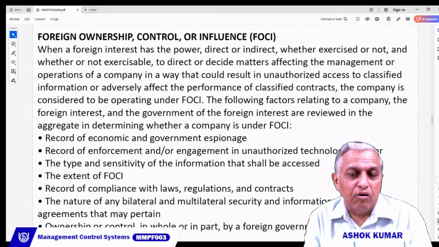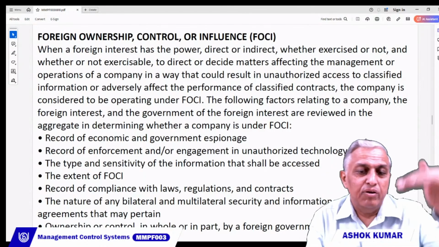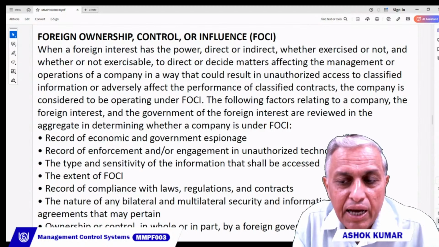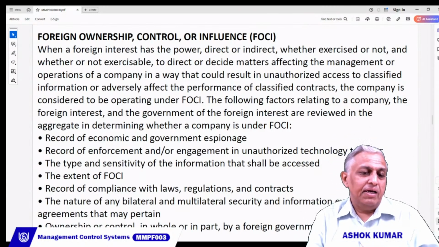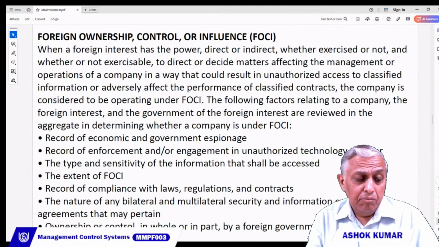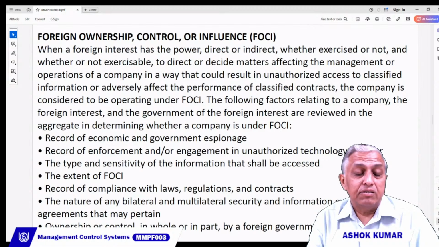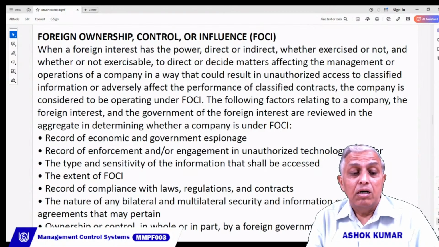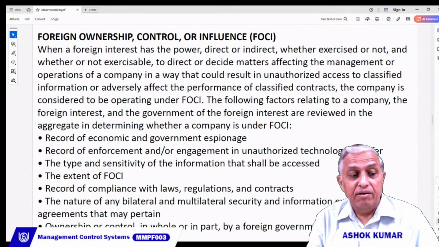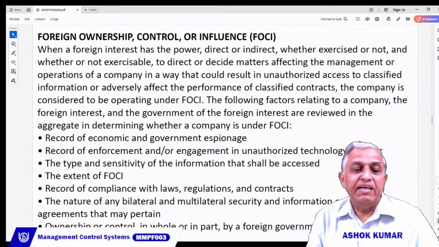Record of compliance with law, regulations, and contracts. Of course, it is the compliance. Then only can you think of how much control mechanism they have. And the nature of any bilateral or multilateral security and information exchange agreement that may pertain. And finally, ownership or control in whole or in part by a foreign government. It depends once again, maybe it is policy or a strategic move, that despite having the funds, if you are inviting other governments or other vendors to join with you as a sort of investor, then the circumstantial evidences are to be there.